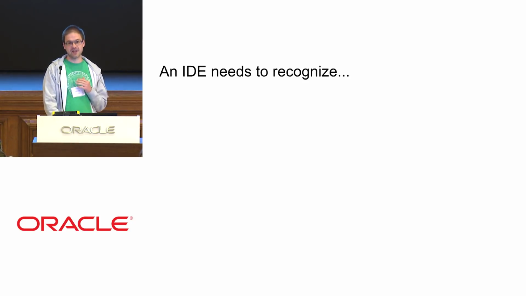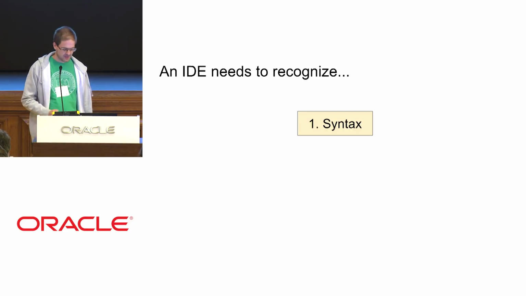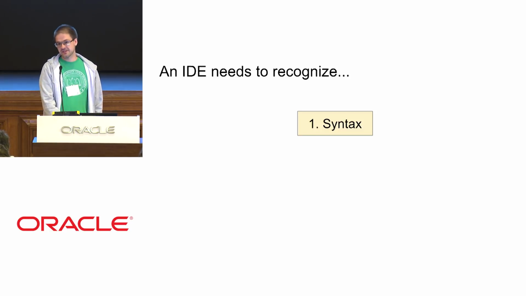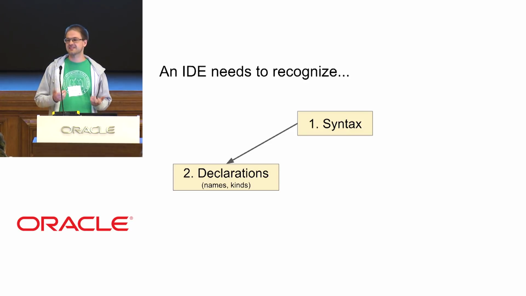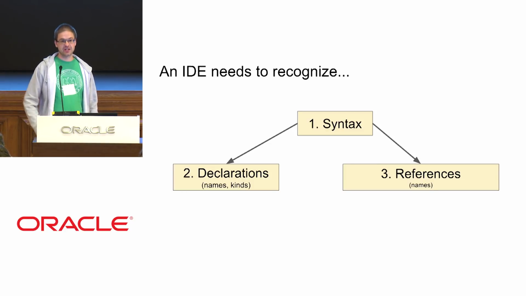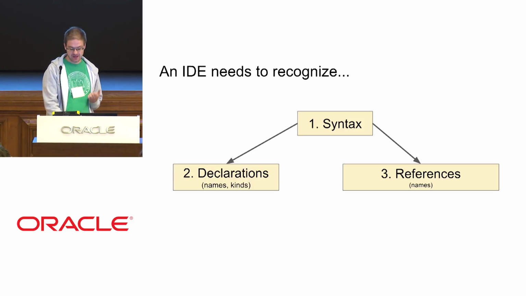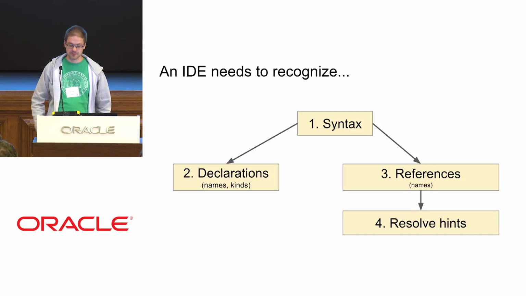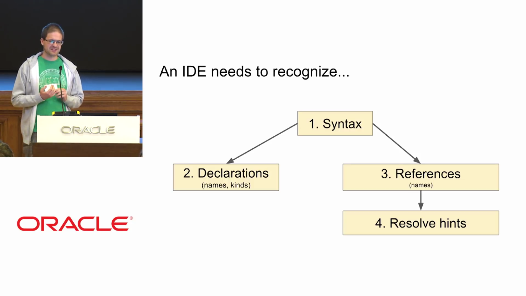First, an IDE needs to look at your source code and recognize which syntactic construction is used there. Just so easy. Second, after it has recognized the construction, it needs to understand if that construction declares anything, and if yes, then what. Which names are declared and which kinds, like classes or methods. Syntactic construction can also refer to something. In that case, it would be nice to know the names of the things it refers to. And for references, it would be also very nice to know how to resolve them, where approximately the declarations could be.